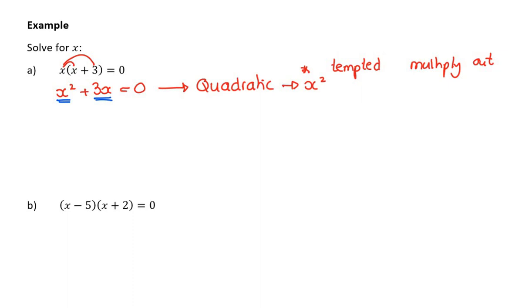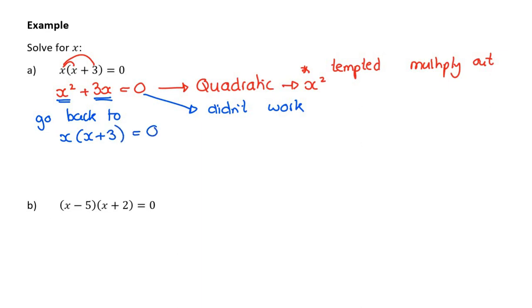So this leads us to a new approach. So this didn't work. So in future, I'm not going to just launch into multiplying out. I'm first going to think about it. So let's go back to the question. If we go back to x plus 3 equals 0, what can I tell you? Well, let's think about this zeroth law that we just learned.